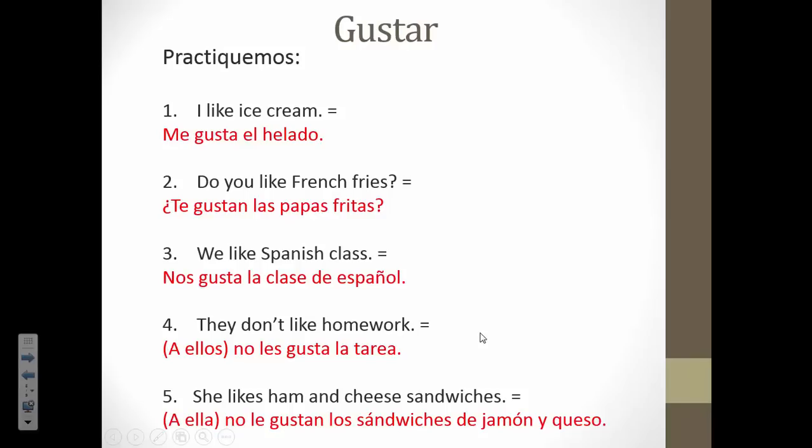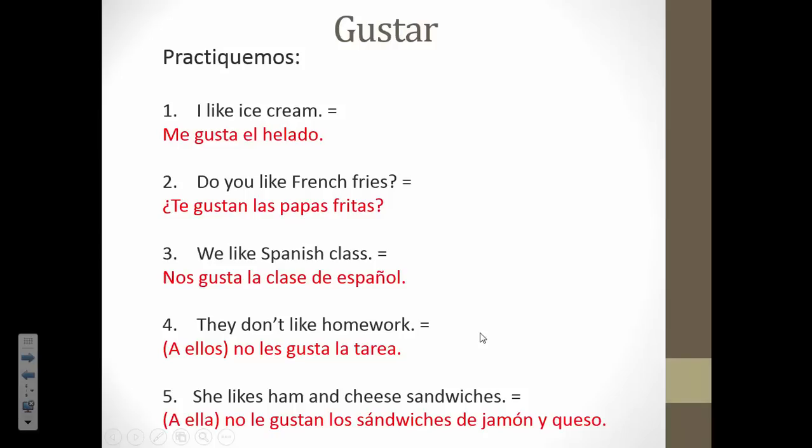Okay? Número 5. She likes ham and cheese sandwiches. Well, sandwiches is plural, so we need to switch back from gusta to gustan. A ella le gustan los sándwiches de jamón y queso. So she likes ham and cheese sandwiches. Gustan is plural.